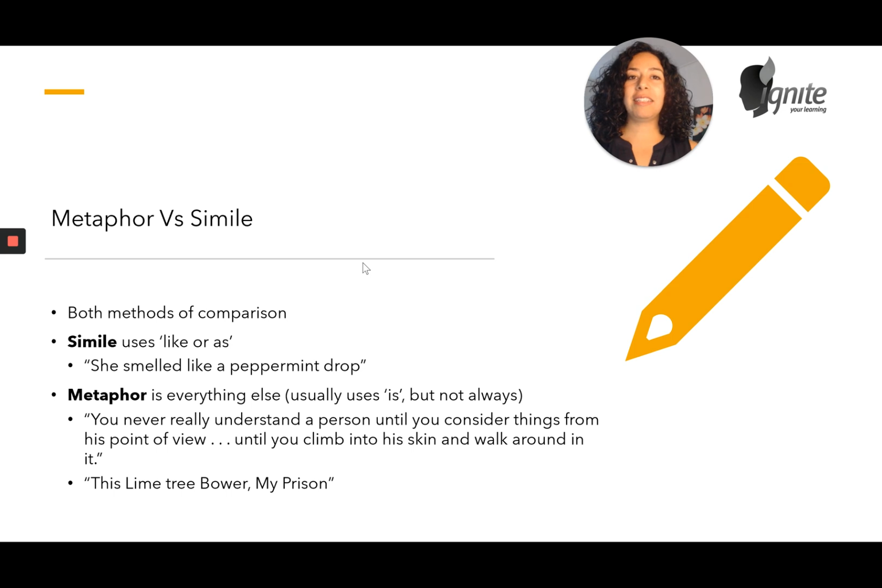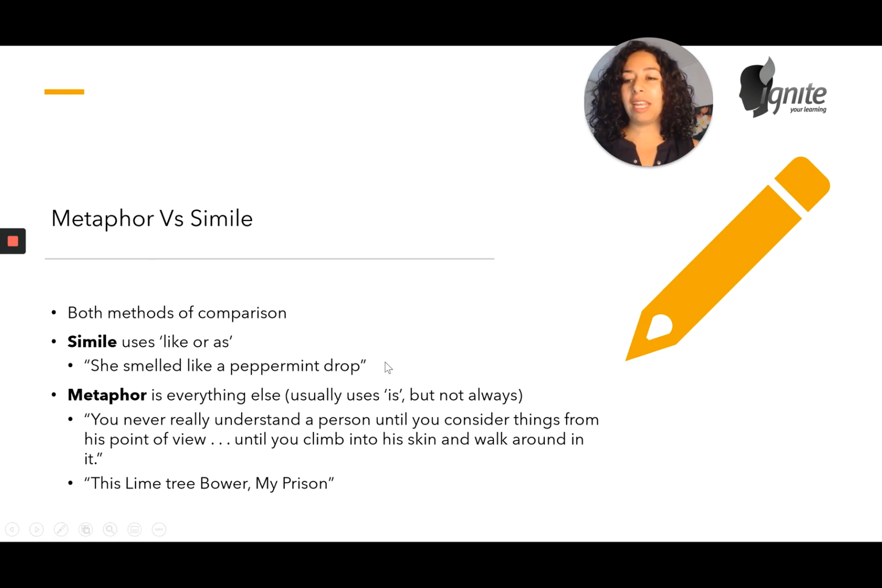The only difference is a simile will always use like or as, whereas a metaphor won't. Often definitions of metaphor go something like, when you say something is something it's not. So, for example, he is a pig, but it's not always in that form. So I think that's where there can be some confusion about identifying a metaphor. But if you keep in mind the fact that it's a method of comparison, and if it uses like or as, it's a simile, and everything else is a metaphor, then you'll be fine in terms of getting the distinction there. So let's have a look at some examples.